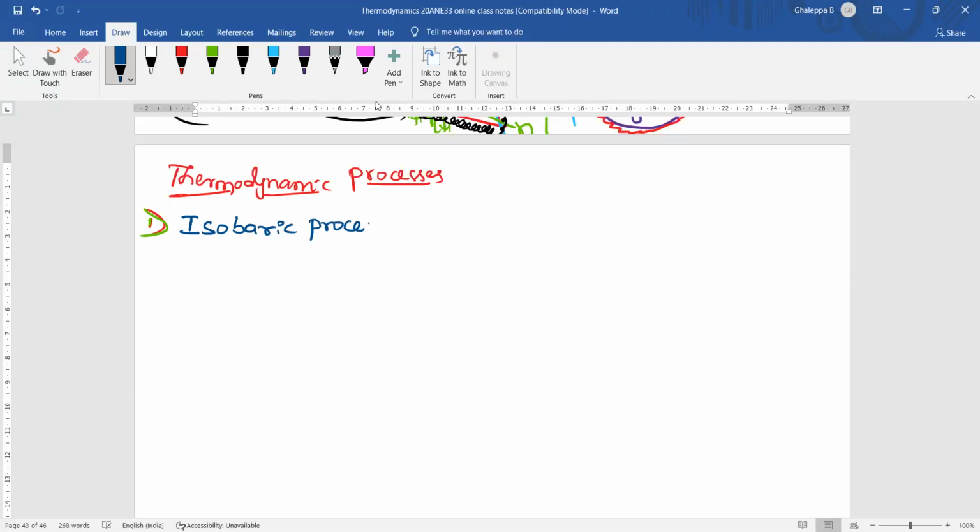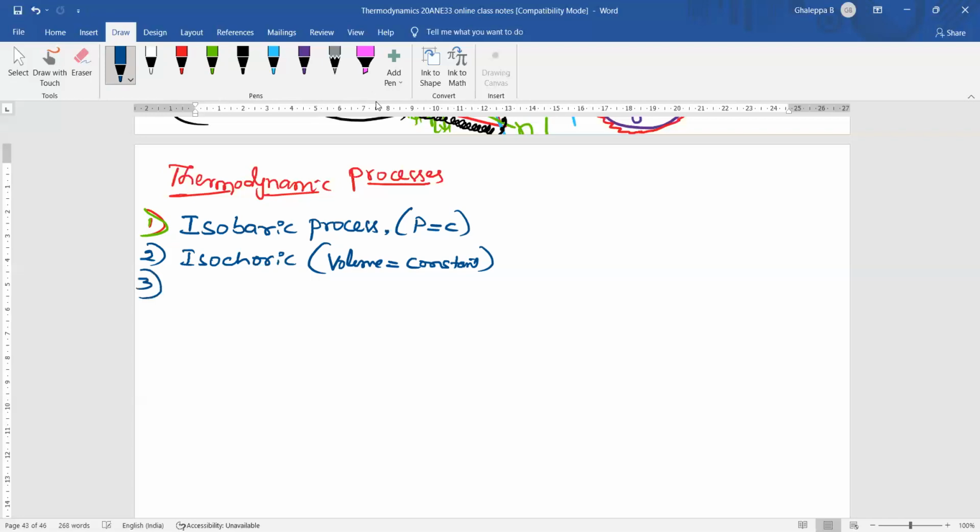Pressure, sir. Pressure. Very good. Pressure is equal to constant. What is the second process? Isochoric process. Which property remains constant? Volume. Change in the volume is zero actually. The volume at the first point and the second point is the same.